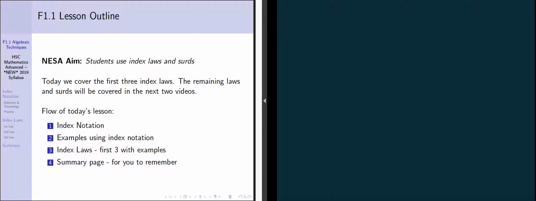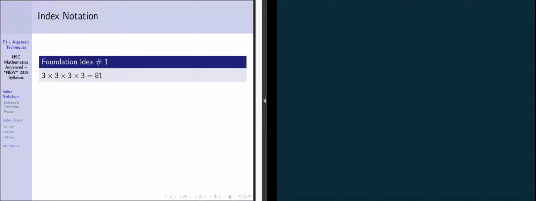And so if we continue with the flow, I start off with index notation, and then some examples using index notation, and then we move on to finally the actual index laws, the first three, and I'll do some examples on the right hand side of the screen. And finally we have a summary page, which is a table of the first three index laws, so you guys can have it for future reference. And so now is when I would move on and start the lesson.